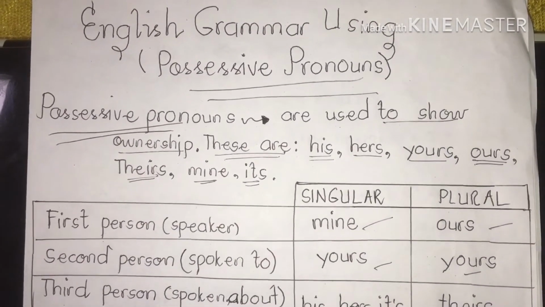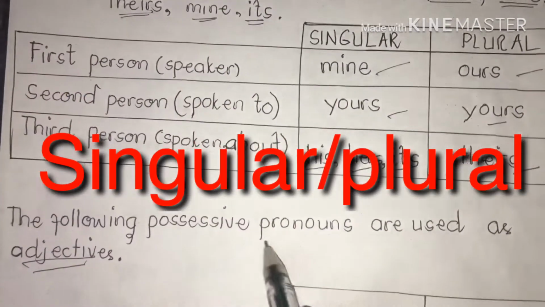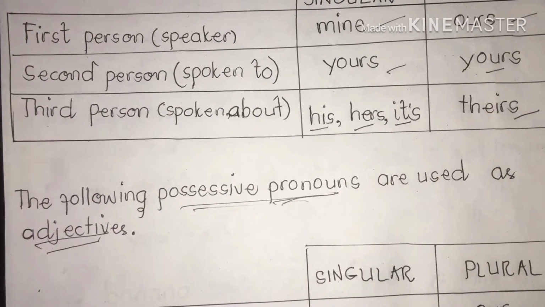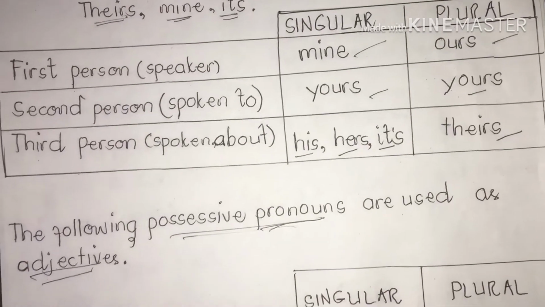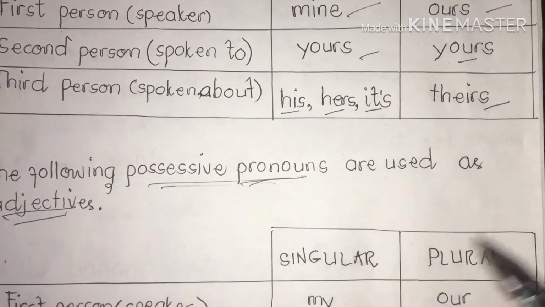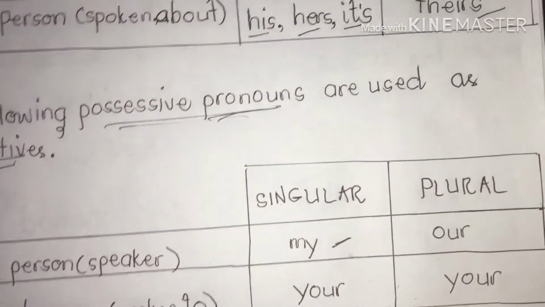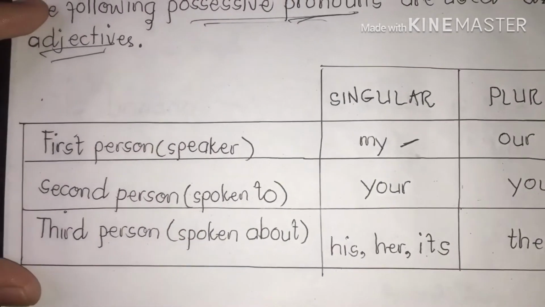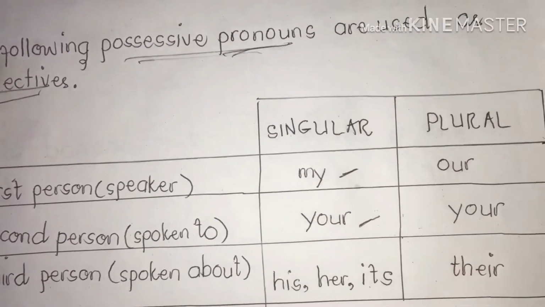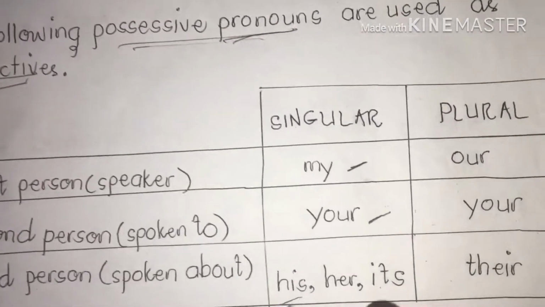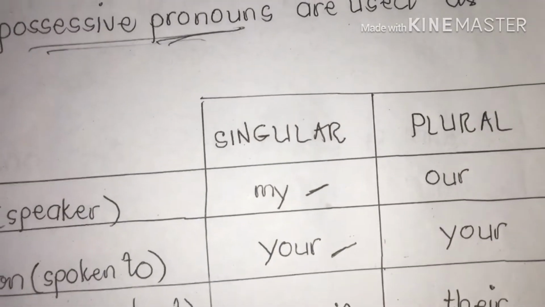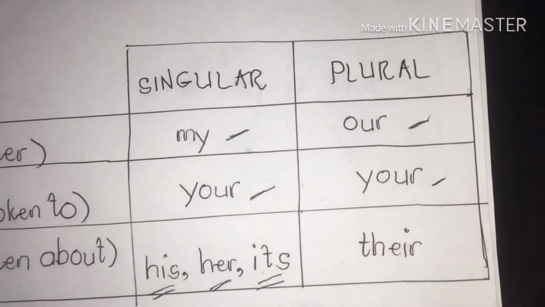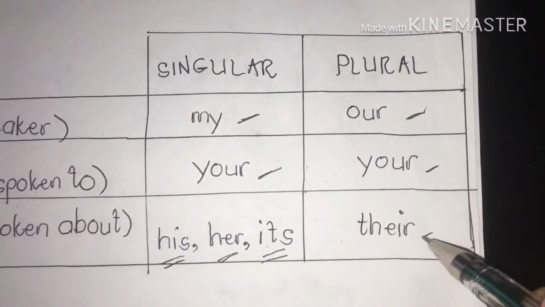The following possessive pronouns are used as adjectives. Remember class, a possessive adjective describes something the subject or the noun is referring to. For example, the first person speaker, singular, my. This is a possessive used as an adjective, it describes the noun. Second person spoken to, your. Third person spoken about, his, her, its. First person plural, our. Second person spoken to, your. Third person spoken about, their.